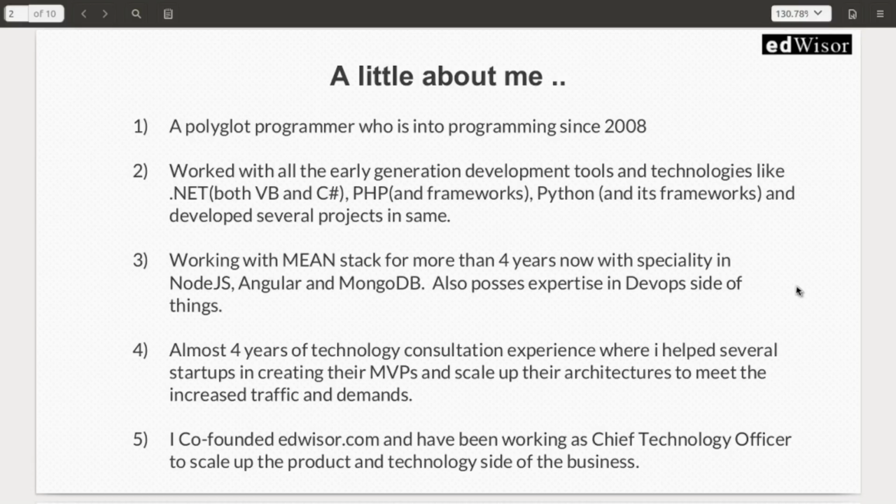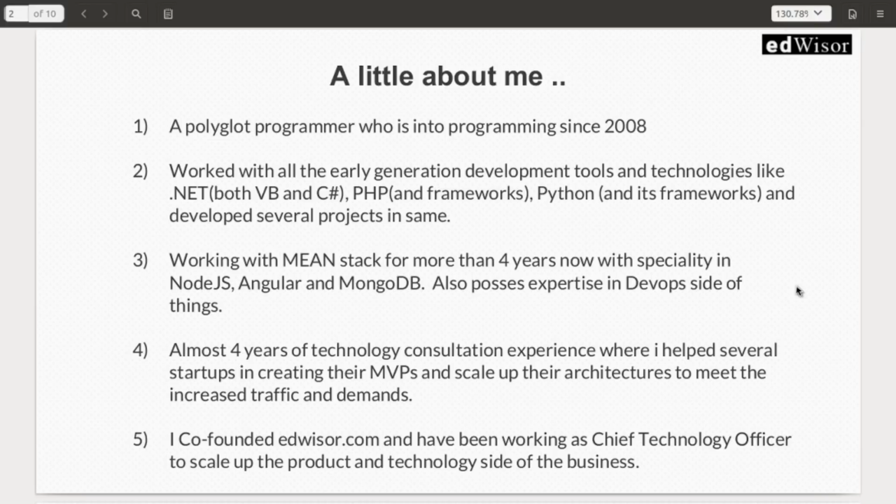After that, I moved to MeanStack, which is my favorite now. I've been working in MeanStack for more than 4 years now, with a specialty in Node.js, Angular, and MongoDB. Also, at the same time, I've been working on some architectural side as well, like Docker, Kubernetes, Chef, Ansible, things like that.